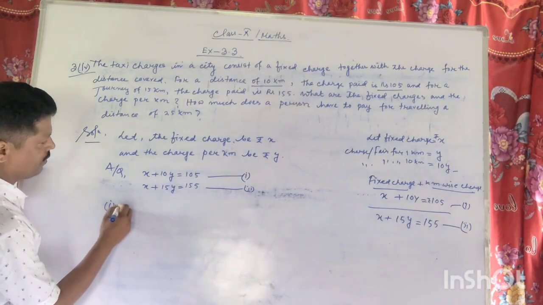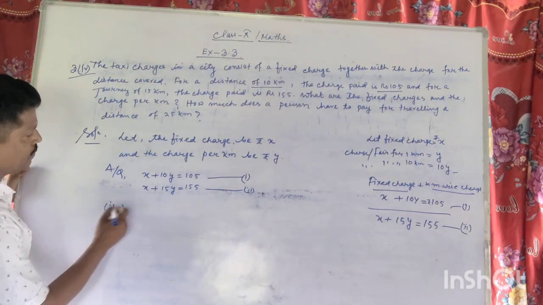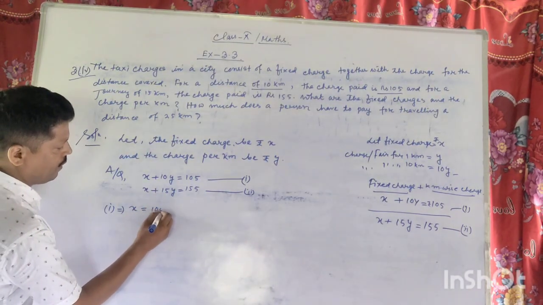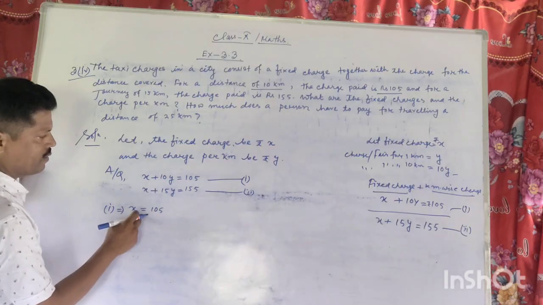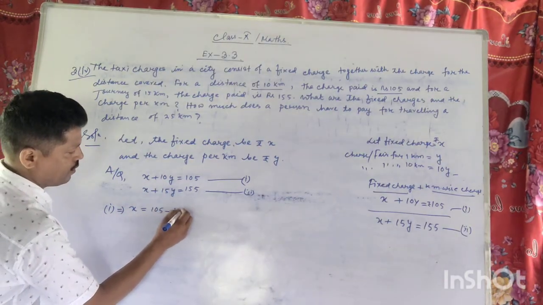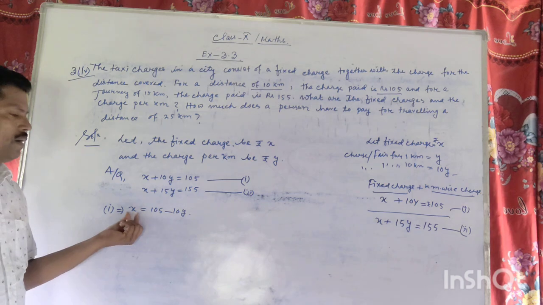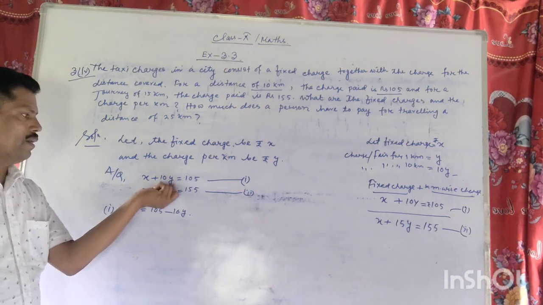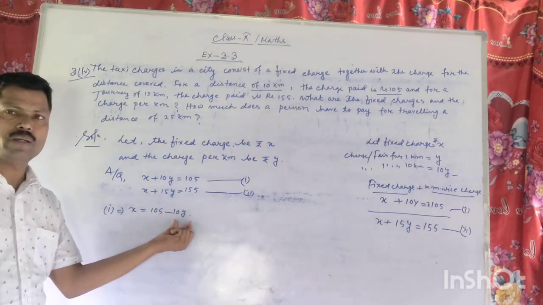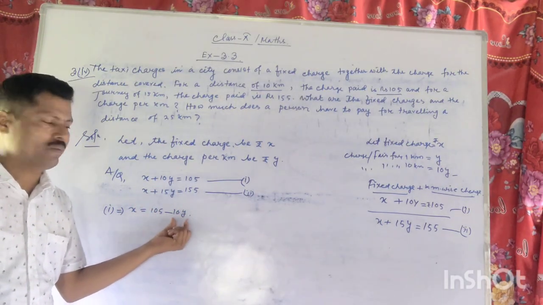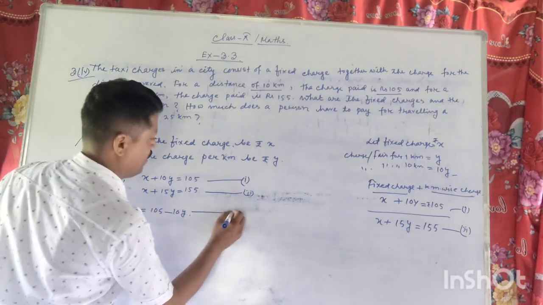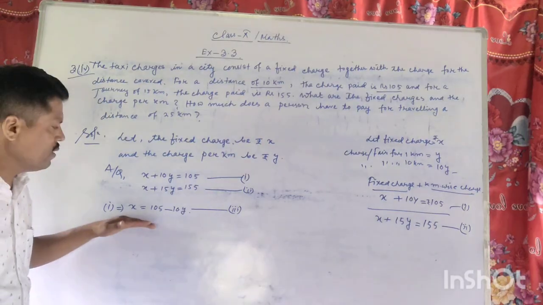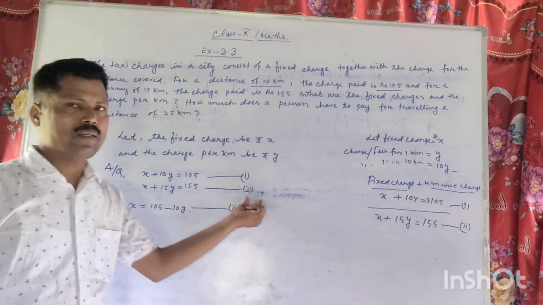So from 1, if we take the x value, then it will be 105. This 10y is positive on the left hand side, so it will be negative on the right hand side. So x value we have to find out first. x is equal to 105 on the right side, then 10y is positive on the left hand side, so when transferred to the right hand side, the sign will be negative: minus 10y. So put it here as equation number 3. Now substituting the value of x in the remaining equation, equation 2.